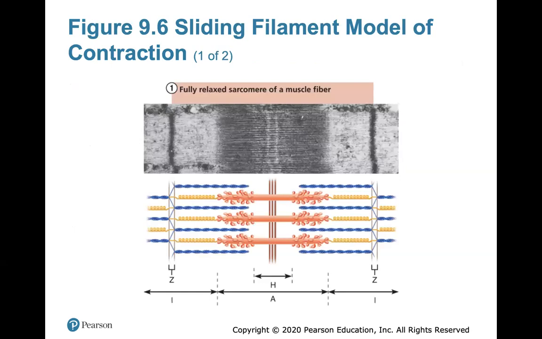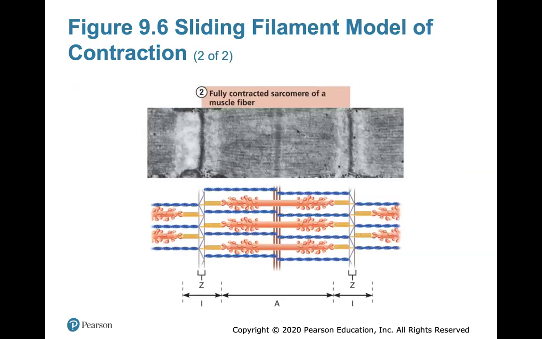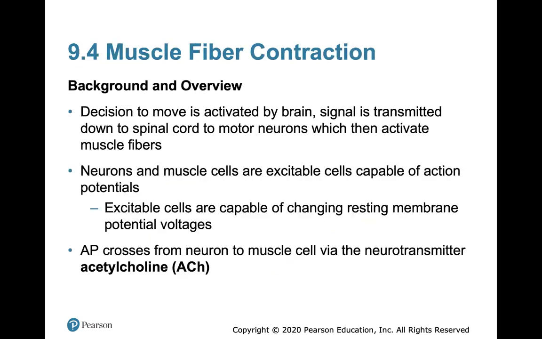So here's a fully relaxed sarcomere of a muscle fiber. You can see here during contraction, the sarcomere shortens and the actin and myosin are sliding past each other. The decision to move is activated by the brain, and the signal will be transmitted down to the spinal cord to different motor neurons, which will then activate your muscle fibers.